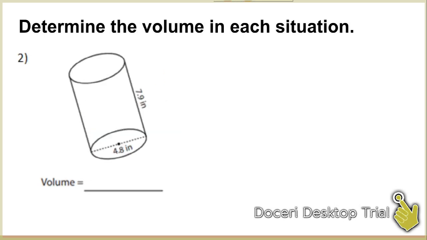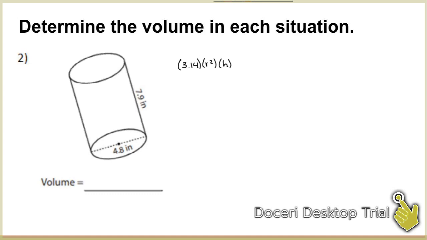All right, guys, so let's look at question number 2. We're going to determine the volume of this cylinder. Now, one thing to remember is that the volume formula for a cylinder was the area of the base, which for us is 3 and 14 hundredths, which represents pi, times the radius squared, times the height.